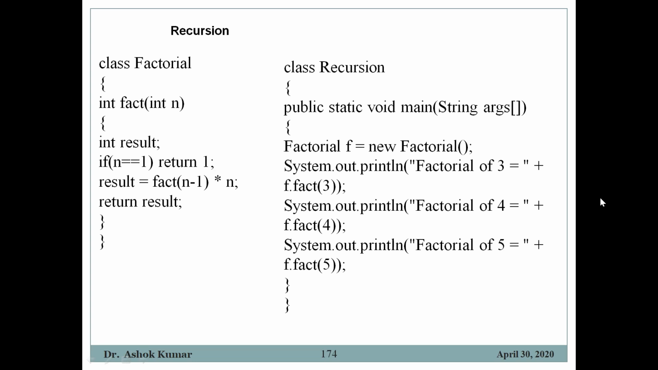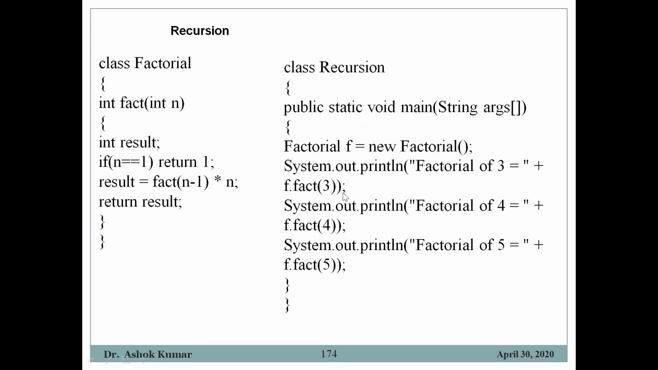Recursion is basically a process of calling a function again and again, and a function or a method is called a recursive method if the method calls itself. So the important point is, in case of recursion, the method should have a call to itself. That is the important point.